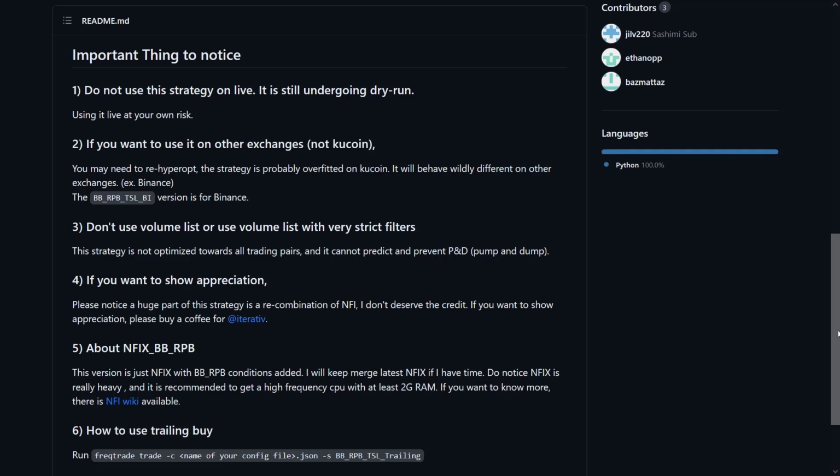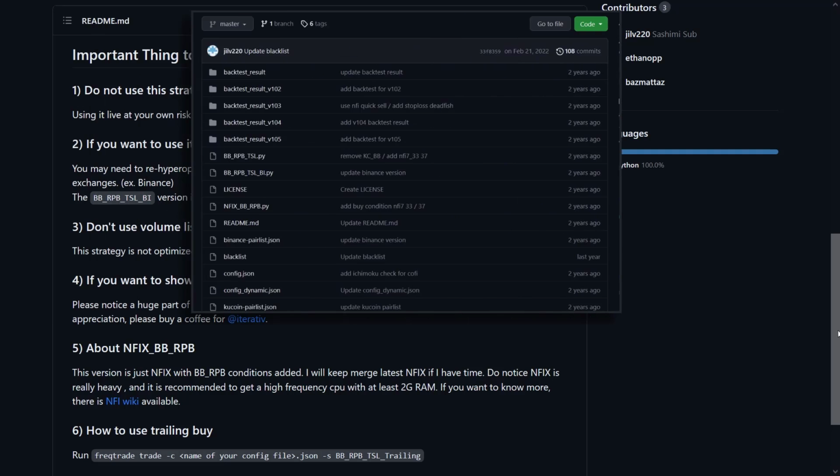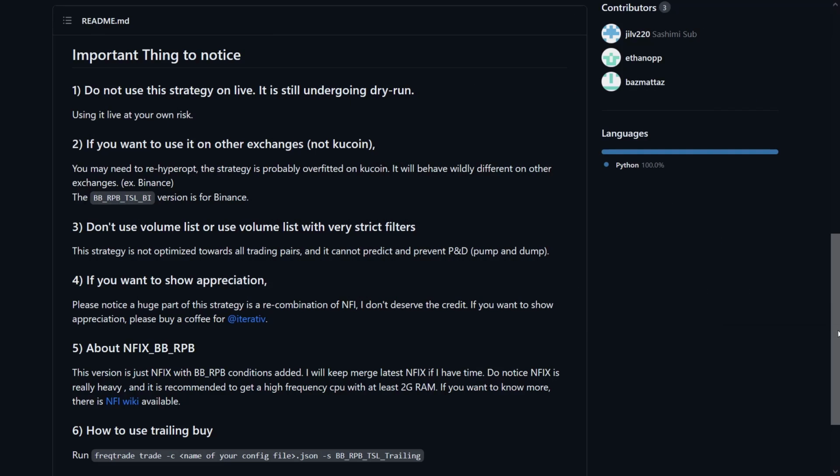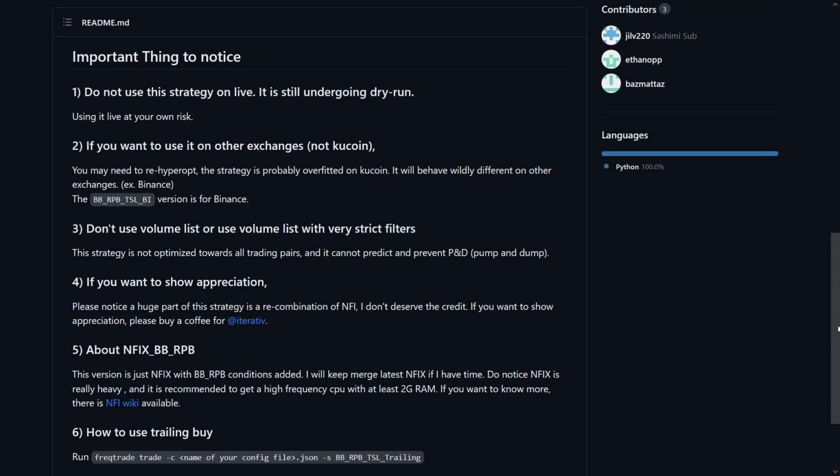The README states that the strategy should not be used in live trading since it is still in dry run mode, although the repo hasn't been updated for 2 years. So it could be that this strategy has been abandoned or developed further elsewhere. There is also a warning to not use it on KuCoin or to use volume lists. And finally, there is also a thank you to the authors of the Nostalgia for Infinity trading strategy and the Real Pullback trading strategy.